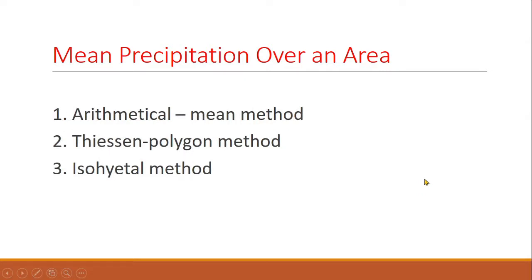There are three methods that are used under mean precipitation over an area. We have first the arithmetical mean method, second the Thiessen-Polygon Method, and the third one the isohyetal method.